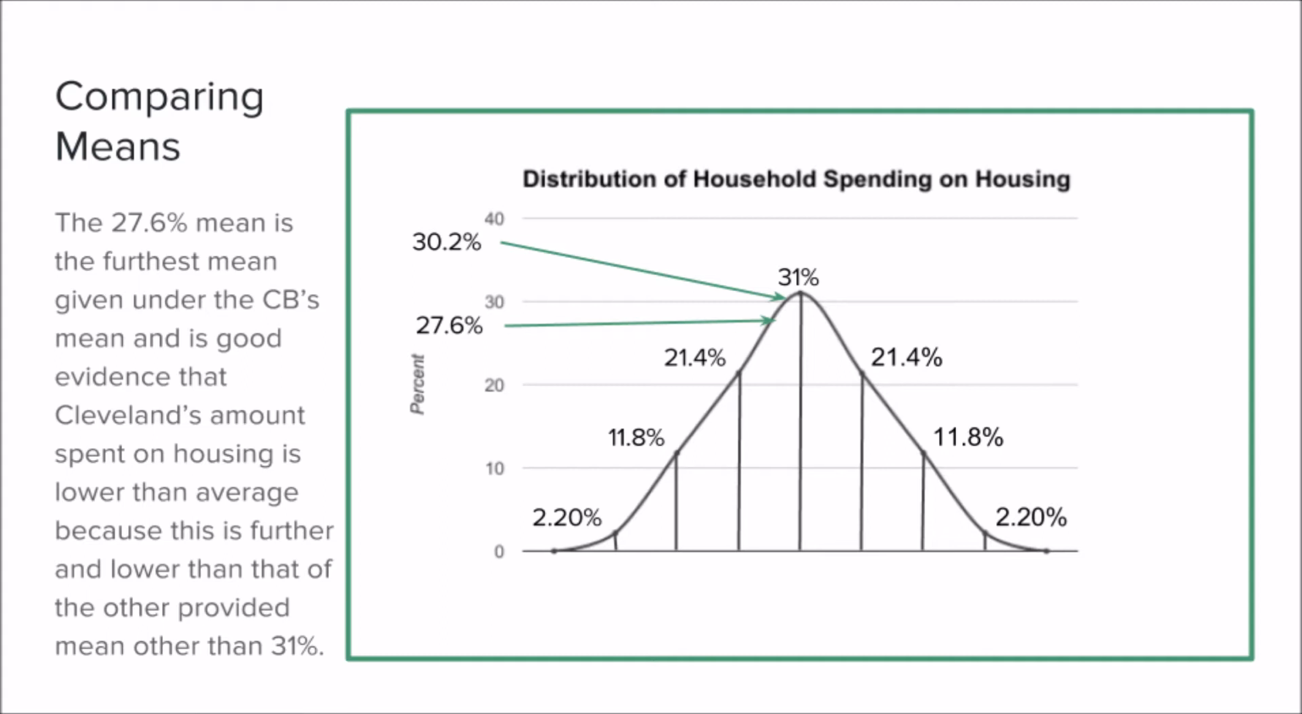The mean that is good evidence that the average Cleveland spending is less than the 31% mean is the 27.6% mean. This is the best piece of evidence because it's the lowest mean under the given 31% mean.